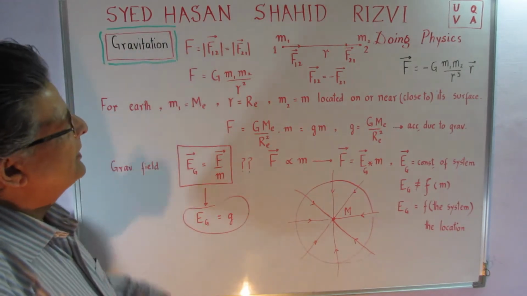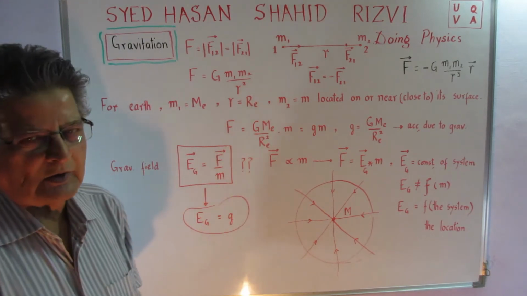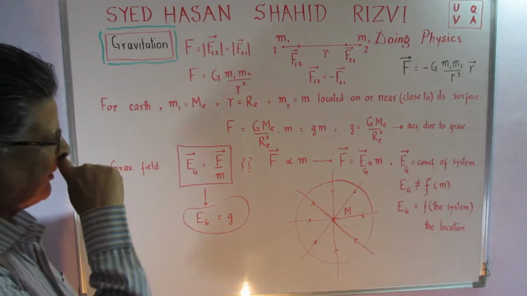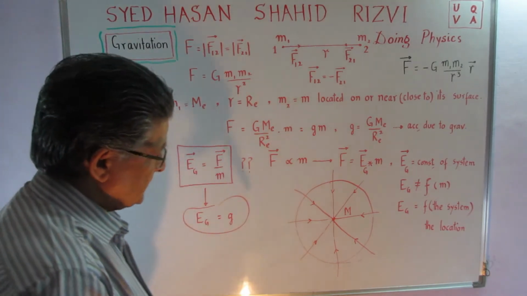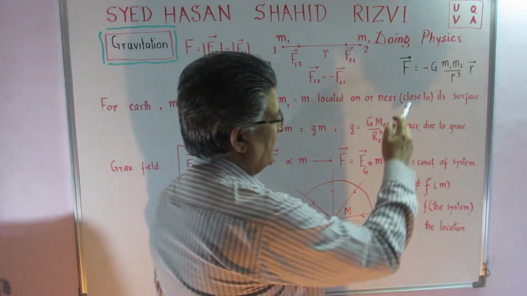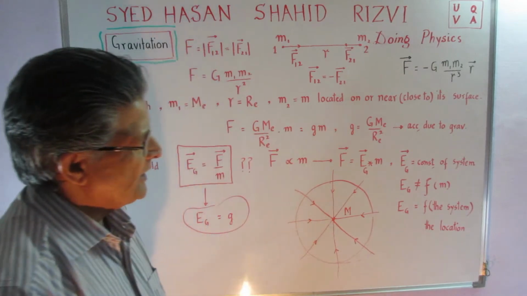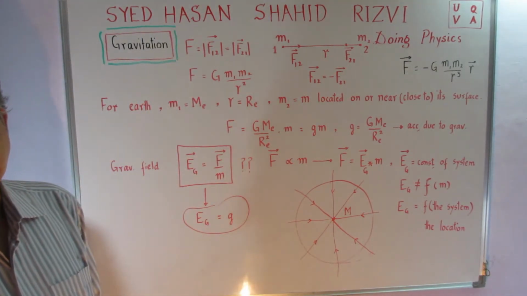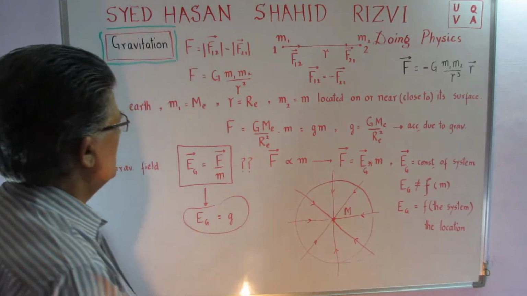So we have a scalar relation F is equal to capital G m1 m2 upon r square. When need be, we can talk about the vector relationship, and in the vector relationship, do remember that this minus sign indicates that the force is attractive in nature. Okay, attractive in nature.